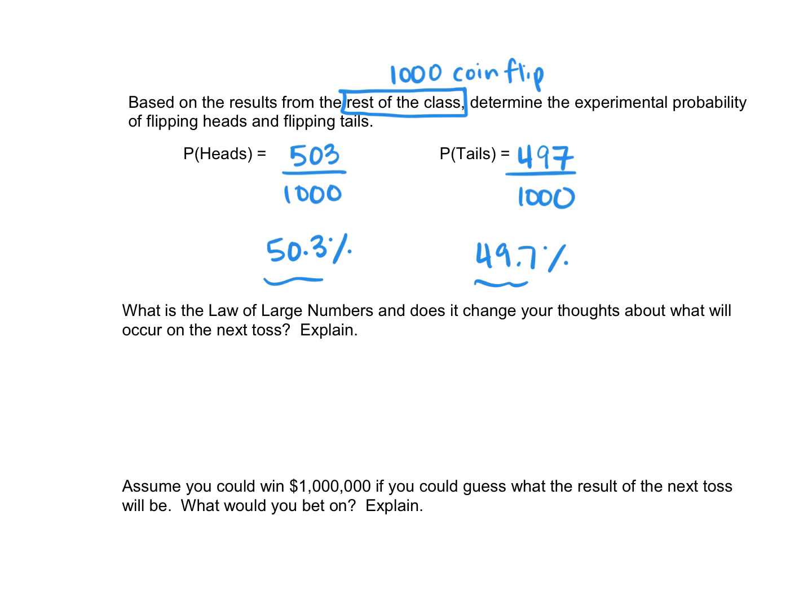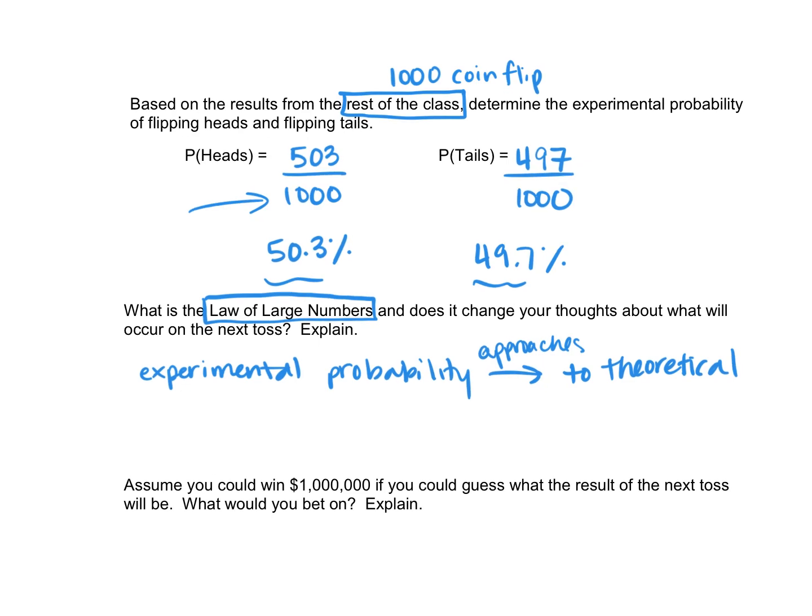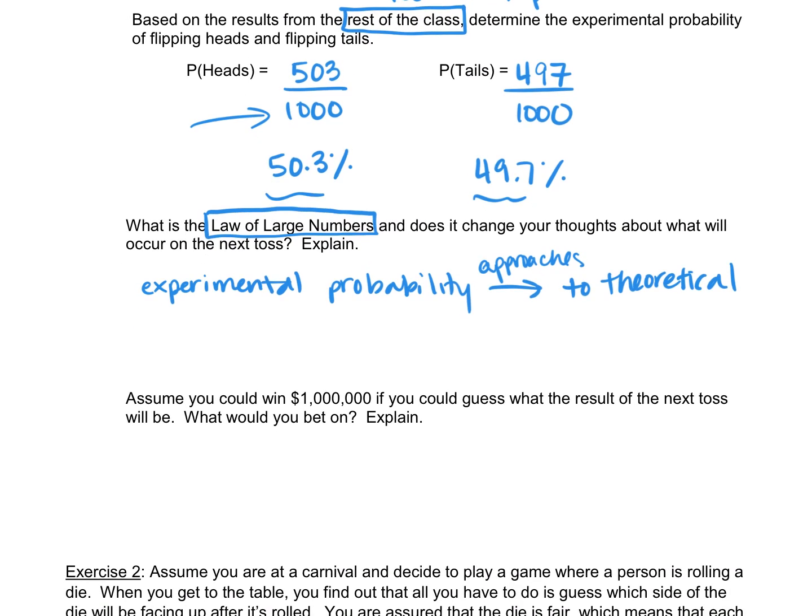So as we do more and more larger experiments, what happens, and this actually has a fancy name, it's called the law of large numbers, we're going to get our experimental probability to approach the theoretical. It approaches or gets closer to the theoretical probability, which is why those numbers are really close to 50%. And so if I think about what's going to happen on the next toss, it's really a 50% chance of getting each of those with the next toss.